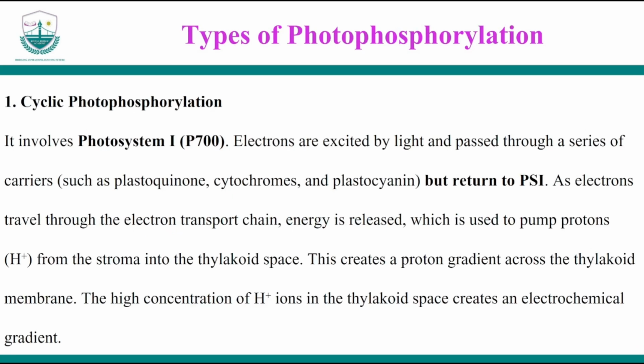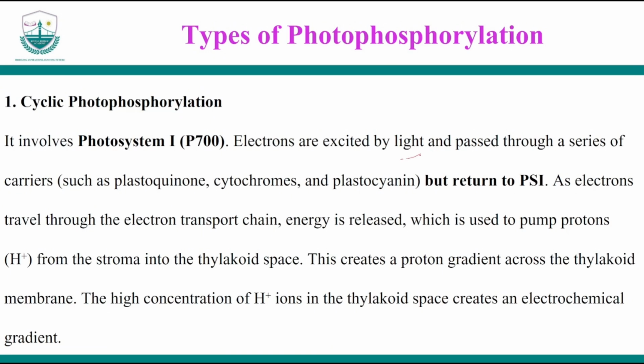So let's look at this cyclic phosphorylation and the non-cyclic phosphorylation in detail such that we basically understand it quite well. Cyclic phosphorylation involves photosystem 1. That is a fact. That means that you need to know that actually. So what happens? Still the same process.